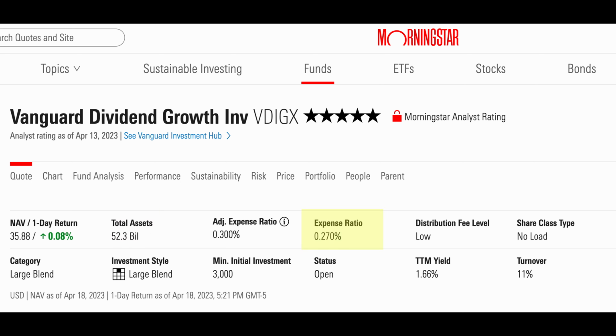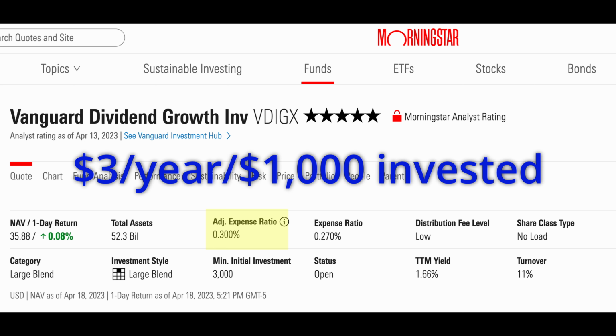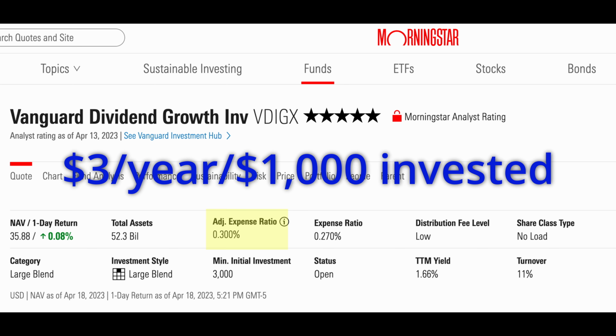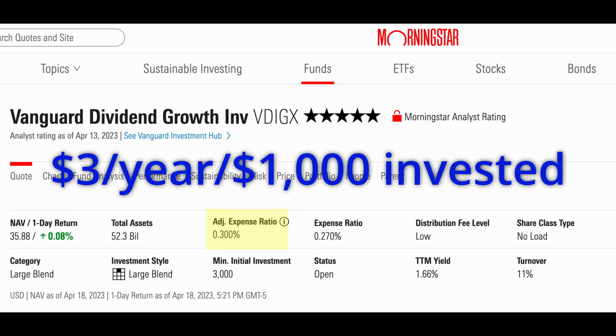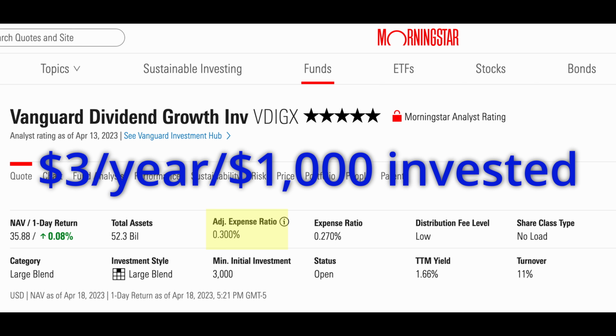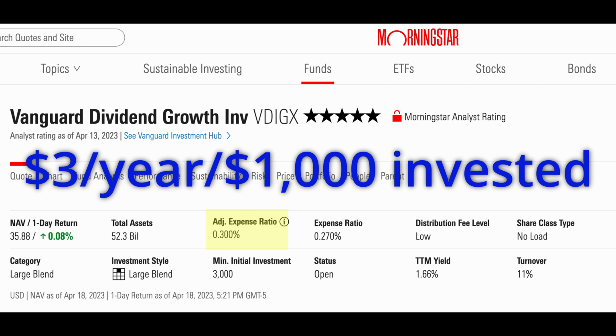Expense ratio. This is an important value that we should pay attention to in every mutual fund. This is the fee they charge for fund management. For this fund, it is 0.27%. Adjusted expense ratio includes or excludes certain fees for easy comparison across funds. So this fund charges a total of 0.3% on fees. That would be $3 per year for every $1,000 invested. But as I said before, these fees are not charged once a year. It will be charged every day.